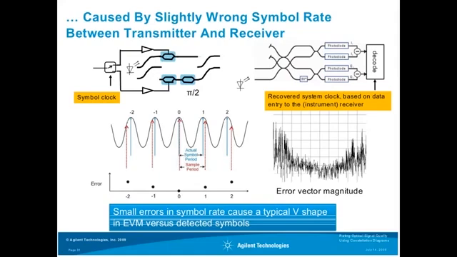Again, if you see this kind of V-shape, you could get an indication that your symbol clock is not well entered in the system, or there's something, for example, unstable in the symbol clock, if you see these shapes only partially appearing on the screen. So small errors in the symbol rate cause a typical V-shape in the error vector magnitude display versus the detected symbols.